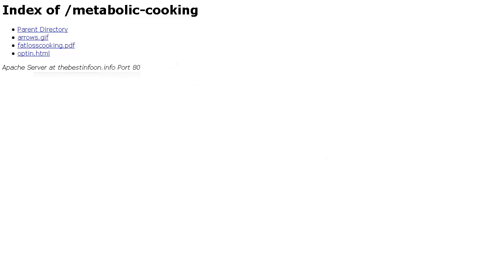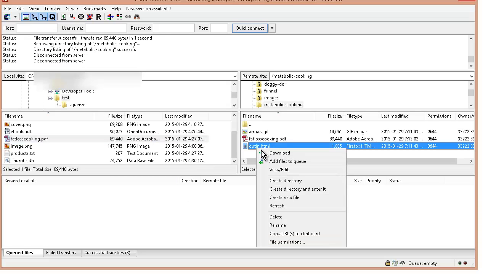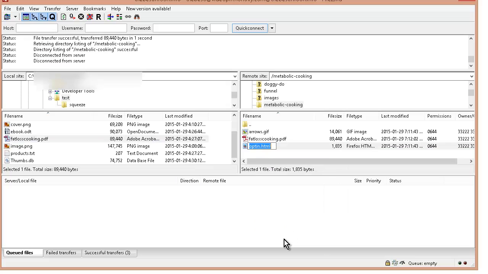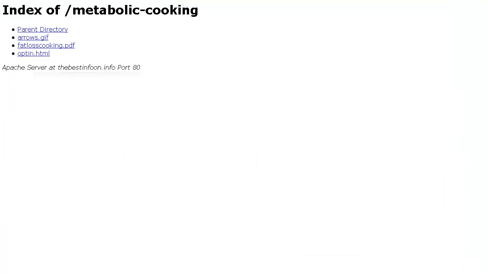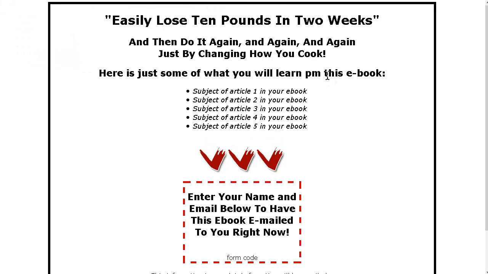Okay, now take note of what's happening here. We're getting this screen because this file is named opt-in, and it should always be named index. Let's just go here and rename this. I'm just going to call it index. Okay, now let's refresh here, and now it'll work properly. So make sure you rename that index.